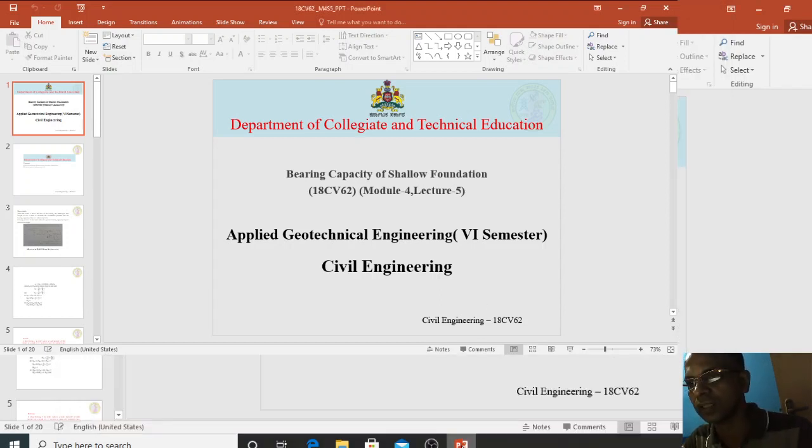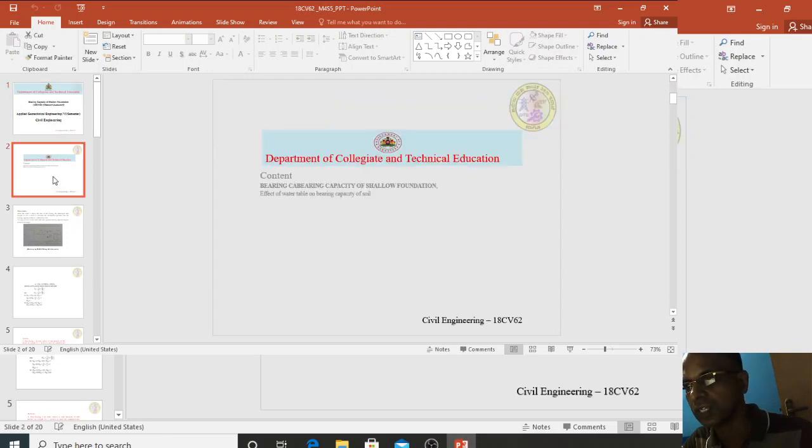Today I am discussing Applied Geotechnical Engineering 18CV62, Module 4, Lecture Series 5, for 6th semester students, under Bearing Capacity of Shallow Foundation. Today we are discussing the effect of water table on the bearing capacity of shallow foundation.